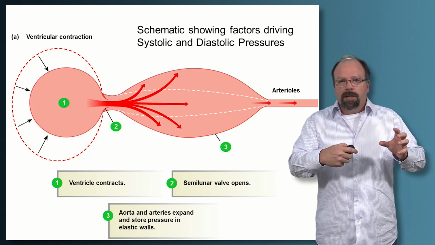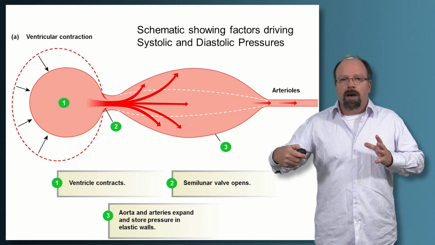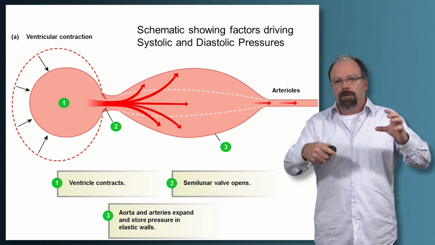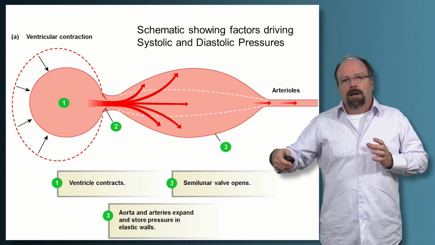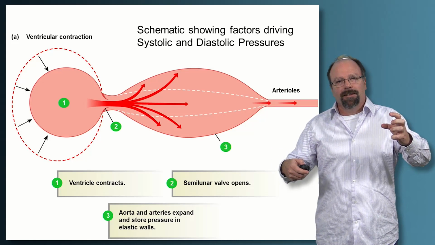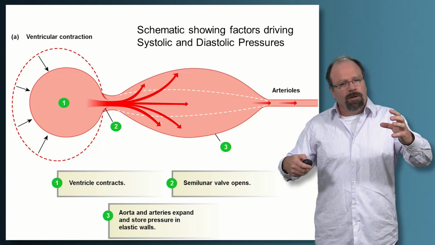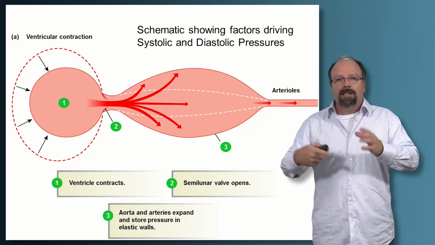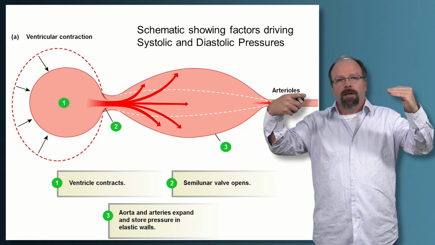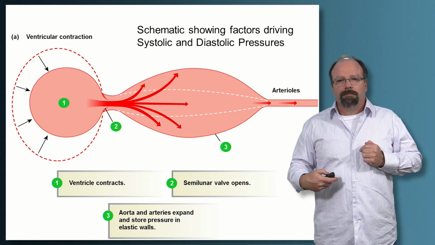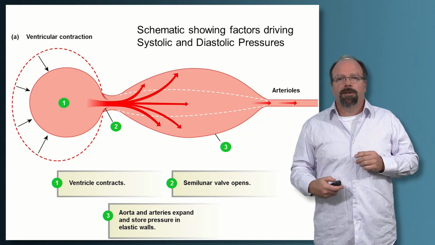The opening of the semilunar valve creates one common chamber between the ventricle and the aorta. And this is important because that means that any pressures that are generated in the ventricle are directly felt in the aorta as well. And that's why the systolic pressures of 120 are the same between the ventricle and the aorta. Think of it as one continuous tube.